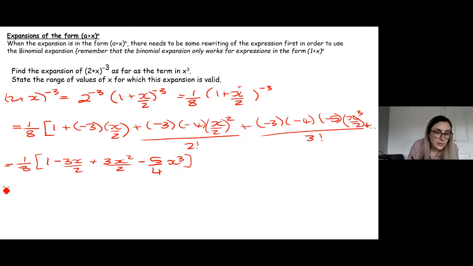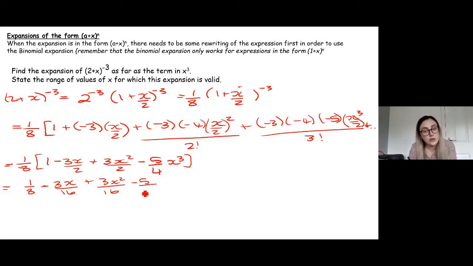So now our last little bit of this, before we find where the expansion is valid, we multiply out this whole thing by 1 over 8. So we're going to have 1 over 8 minus 3x over 16, and then that's going to give us plus 3x squared over 16, minus, and then 4 times 8 is going to give me 32, 5 over 32 x cubed, and so on.